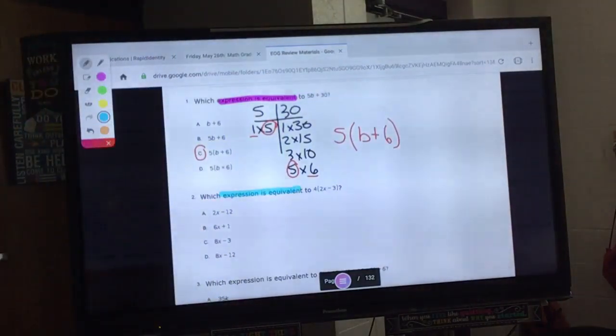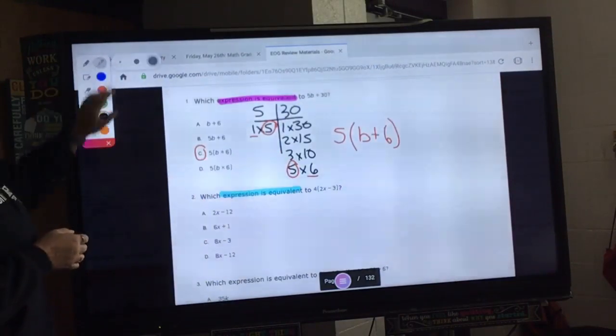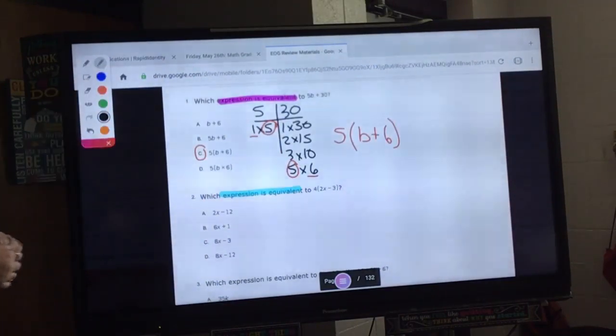Alright, number 2 says which expression is equivalent to 4 times 2x minus 3? Alright, which answer can we get rid of before we do anything?